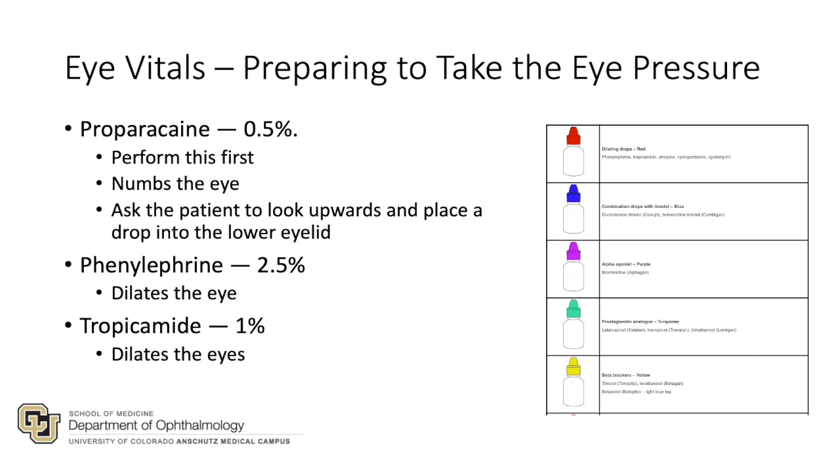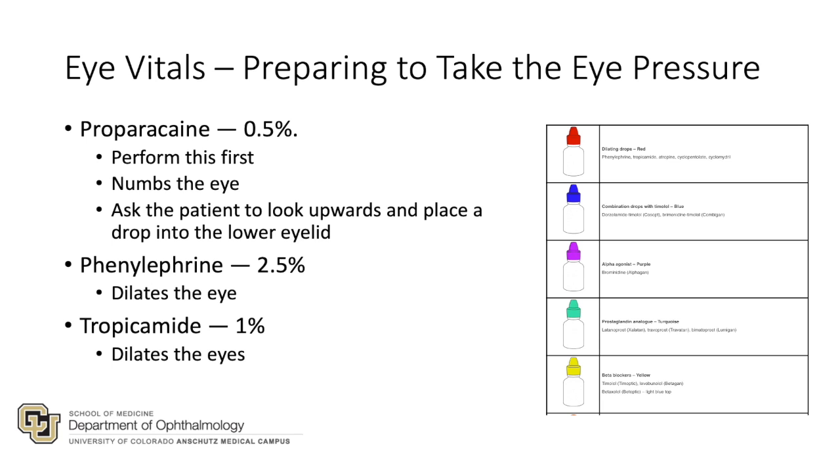Lastly, we will go over checking eye pressure. While there are many ways to check pressure, one of the most common is the tonopen or the tonometer. Start by numbing the patient's eye with proparacaine 0.5% by placing one drop in each eye. To do so, we ask the patient to look upwards and place a small drop in the lower eyelid.